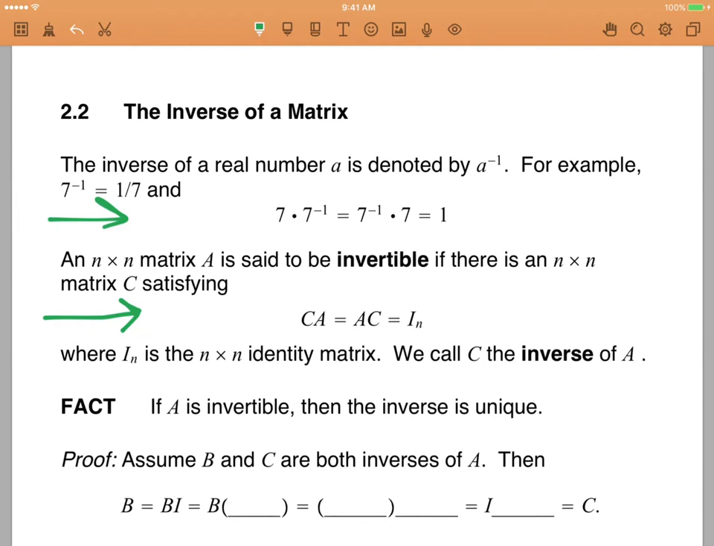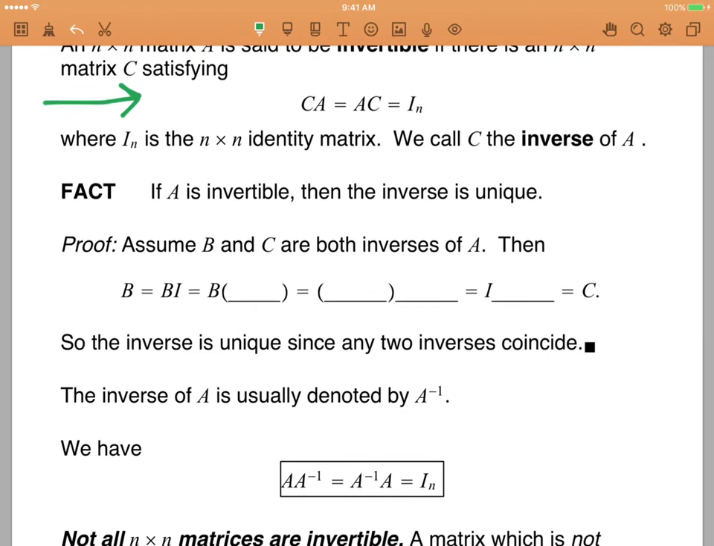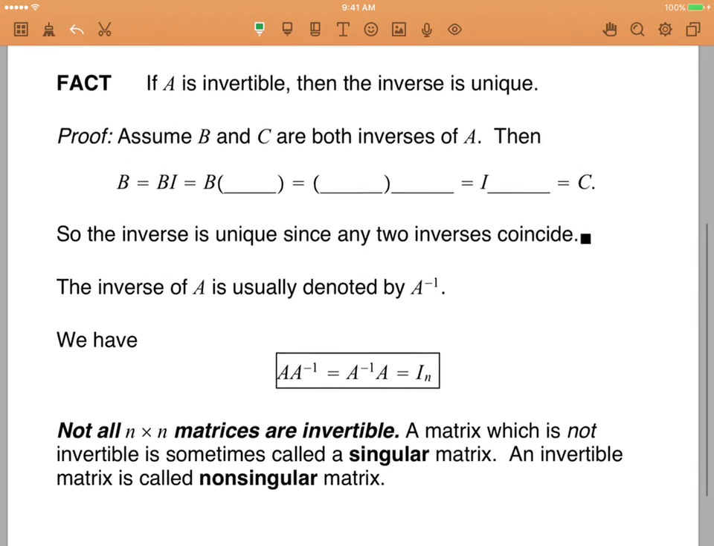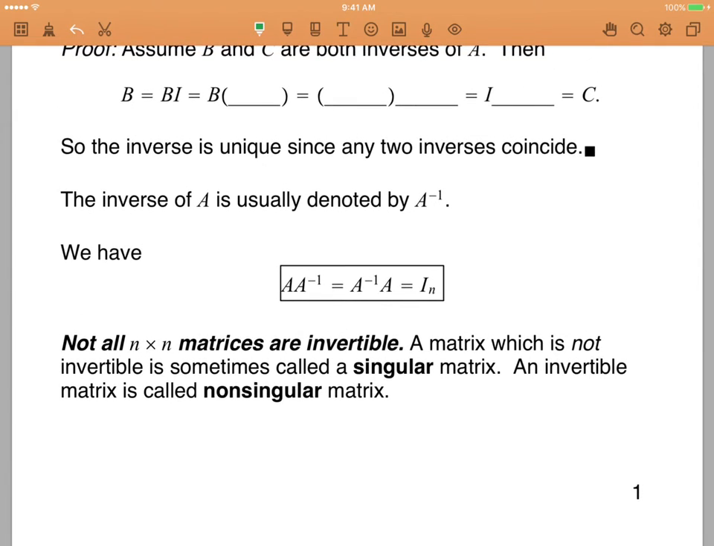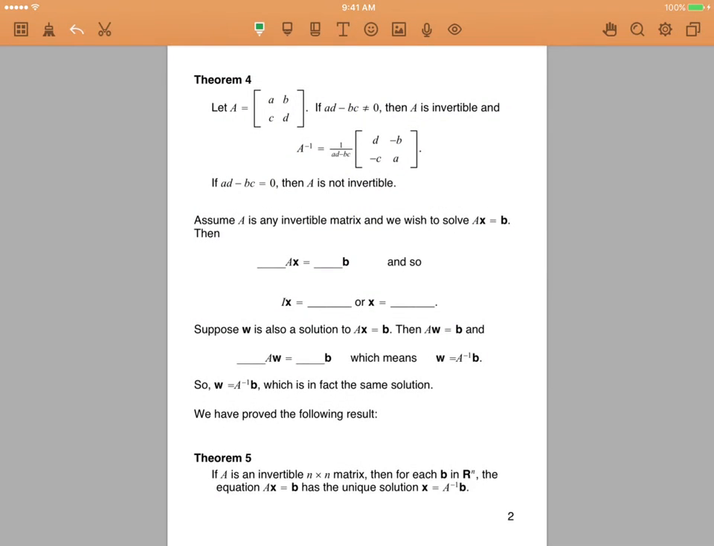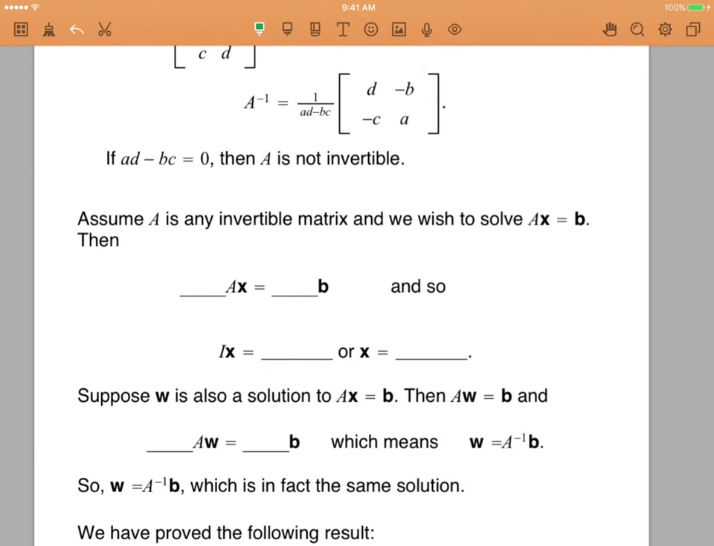Okay, so I'm going to skip the proof stuff right now and focus on page 2. Okay, so here is the computation.